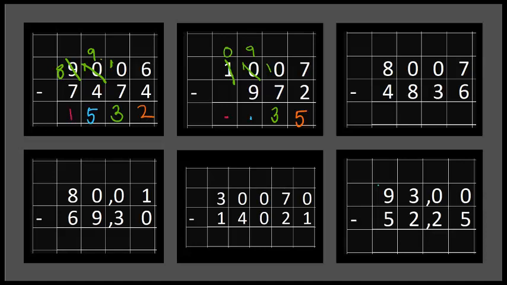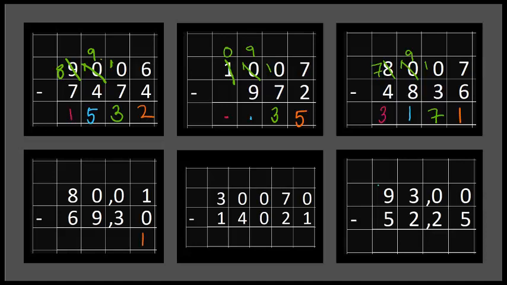Next question. 7 minus 6 is 1. Now I need to borrow. I can't borrow from 0, so I borrow from the 8. 8 becomes 7. 0 becomes 10. 10 becomes 9. 0 becomes 10. 10 minus 3 is 7. And then 9 minus 8 is 1. And lastly, 7 minus 4 is 3. 3,171.